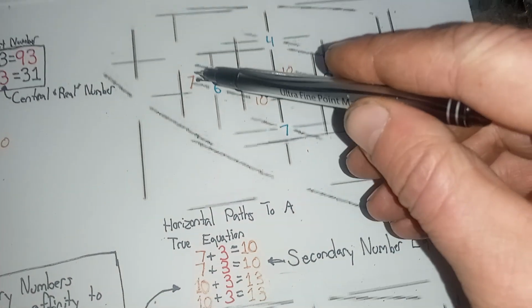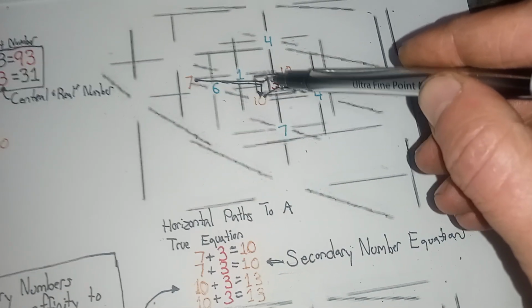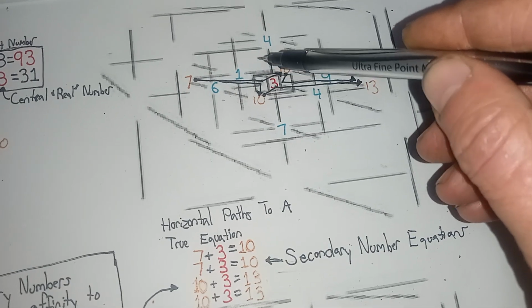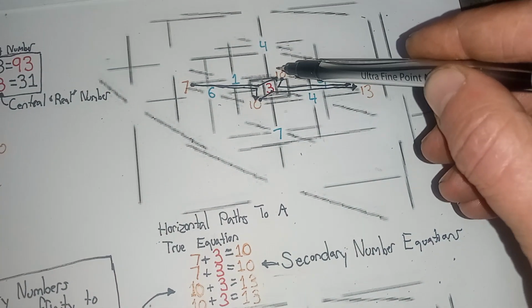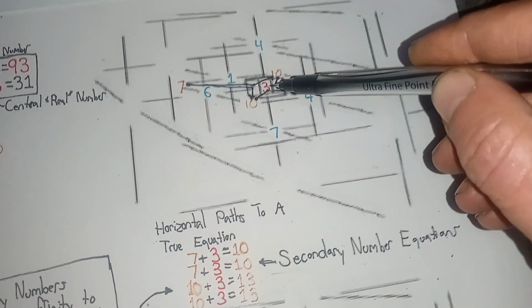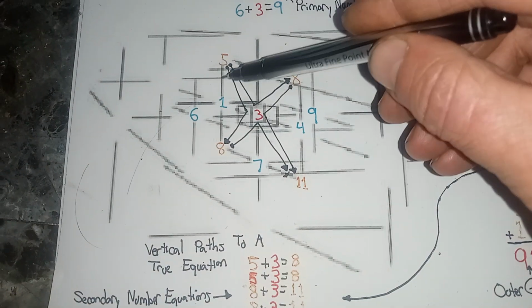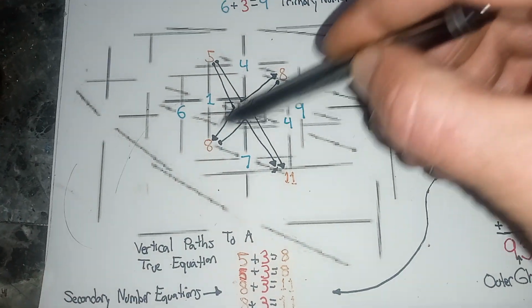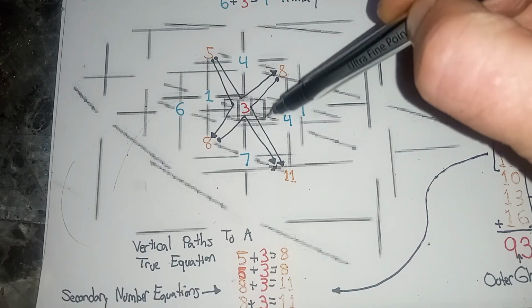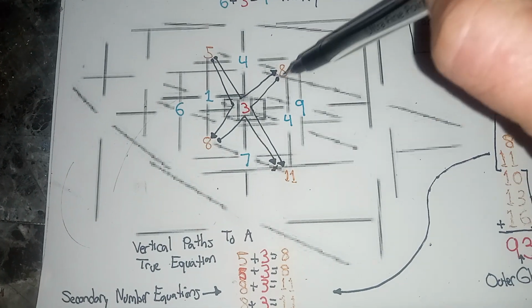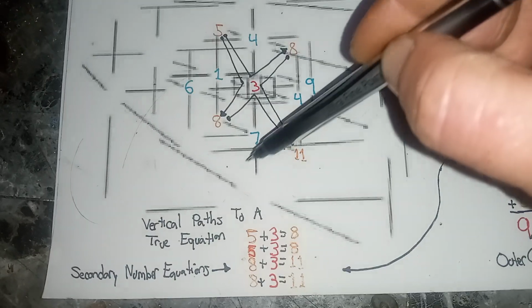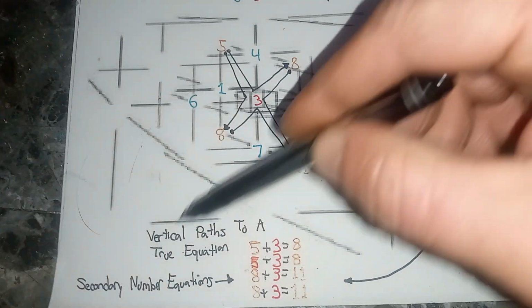equations. 7 plus 3 is 10. 7 plus 3 is 10 back here. 10 plus 3 is 13. And 10 plus 3 is 13 over here. Over at this axis, 5 plus 3 is 8. 8 plus 3 is 11. These are the descriptions of all these secondary number equations.